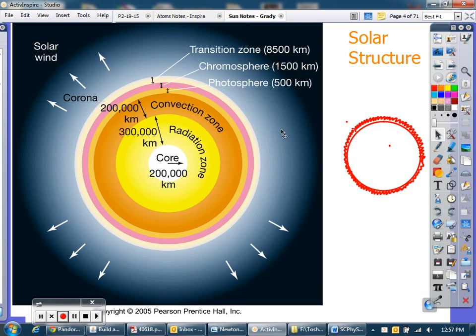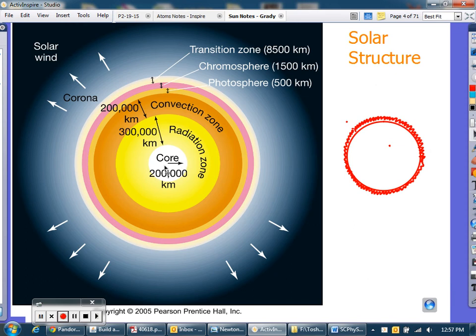These are your basic layers, starting with the core. We're going to go over this again. The radiation zone immediately around it. Radiation, just heat energy out directly. Reaches a certain point where the plasma in the sun will start to convect. When this convection hits the photosphere or the visible surface of the sun, this causes granulation.